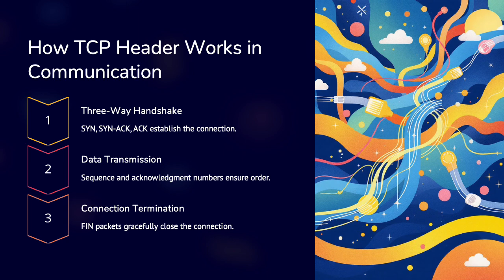During data transmission, the sequence and the acknowledgement numbers we discussed earlier are critical. They ensure the data segments are delivered in a correct order and that any lost segments are retransmitted. When it's time to close the connection, TCP uses finished packets, or FIN packets. This is a more complex process than it may seem, as TCP ensures both sides of the communication have finished sending and receiving data before fully closing.